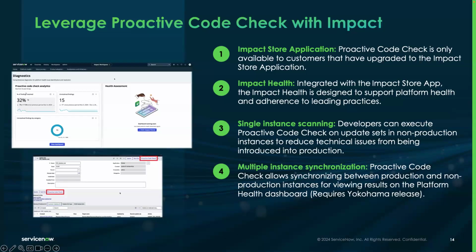And finally, Proactive Code Check supports multiple instance synchronization. This means it enables synchronization between production and non-production instances, while allowing results to be viewed in the platform health dashboard. However, before using these capabilities, an initial trust relationship must be established between the production and non-production instances.